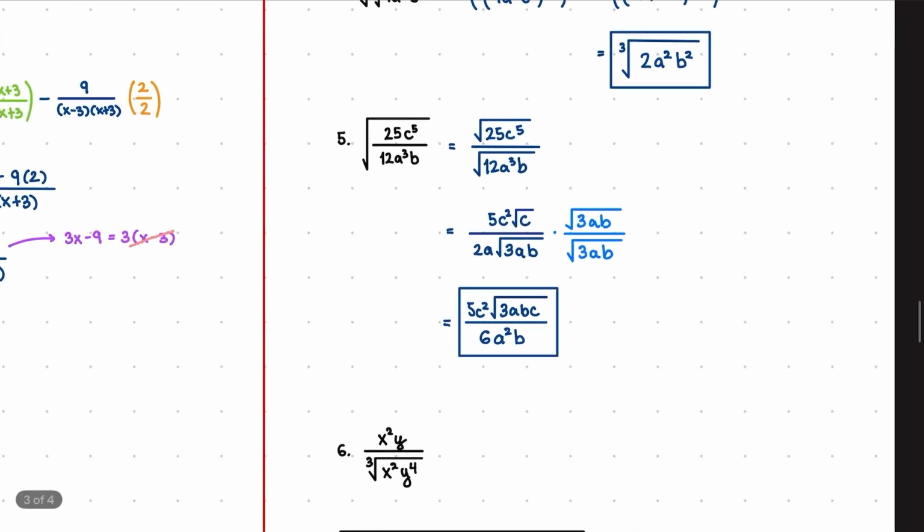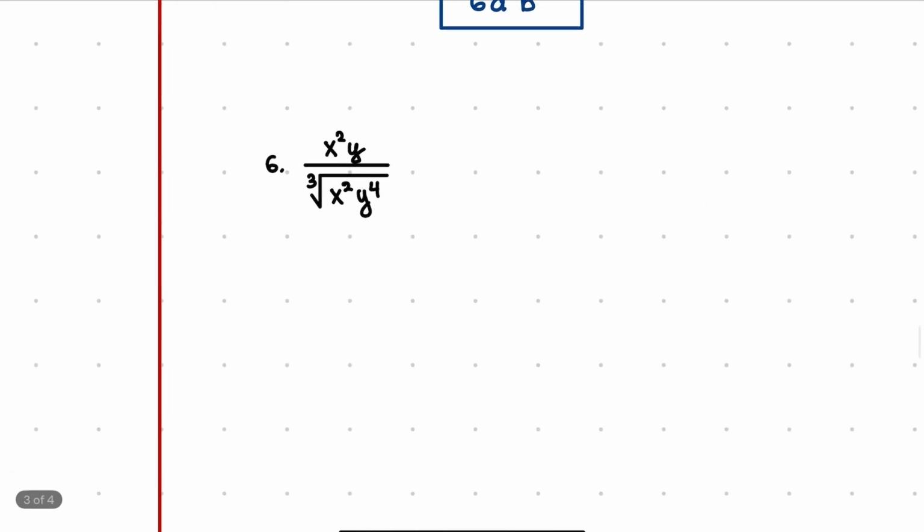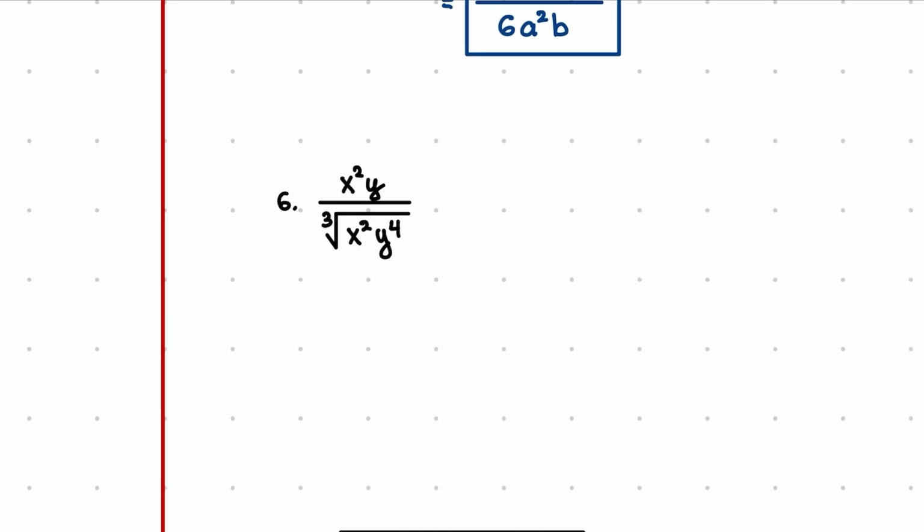Okay, good. And then let's go to the 6th item. So we have here x squared y over a cube root of something. Take note that before we simplify this one, and by that I mean, again, we don't want any radicals in the denominator, let's try to factor out y raised to 4 first. We can do that since y raised to 4 can be viewed as y cubed times y.